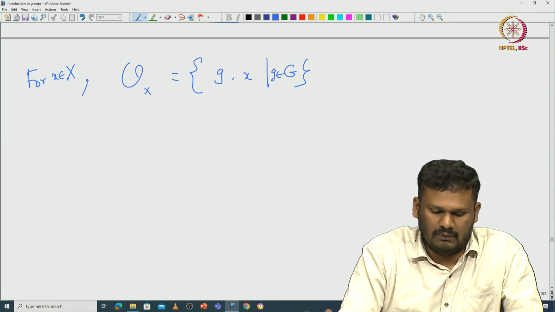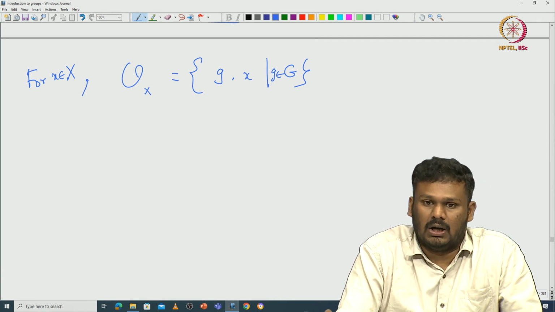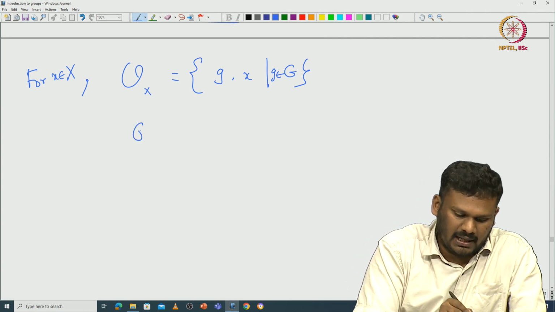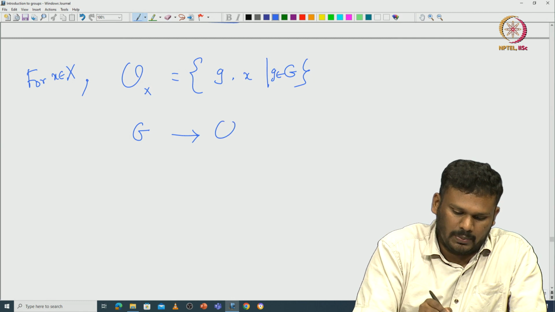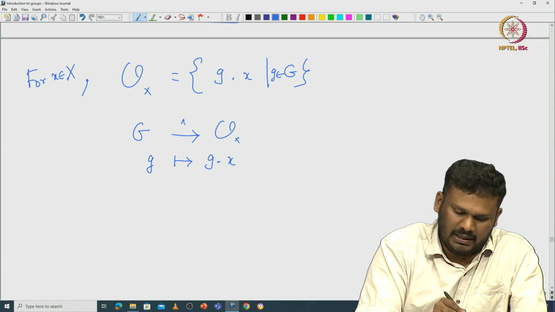Now what we want to do is show that the elements of the orbit can be counted using G modulo Gx. So let us define a map from G to the orbit of x. That is the map that sends g to g dot x. So this is some map pi.